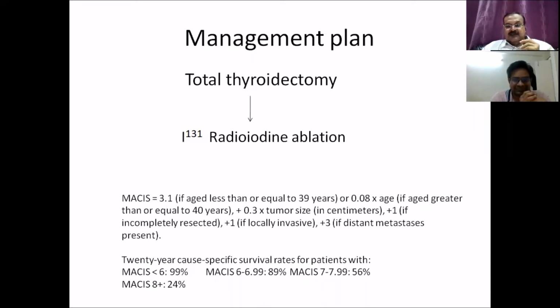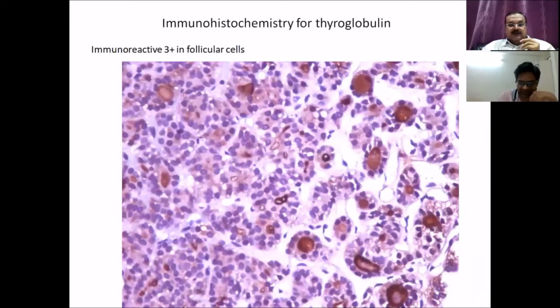You have to understand that it is a metastatic disease, and in a metastatic disease, total thyroidectomy alone is not the treatment. Treatment is total thyroidectomy followed by radioiodine ablation. The MACIS score of this patient was 9.22, and the expected 20-year survival of this patient is 24%, according to the MACIS criteria. After the thyroidectomy, thyroglobulin staining was done, which was 3 positive in follicular cells.